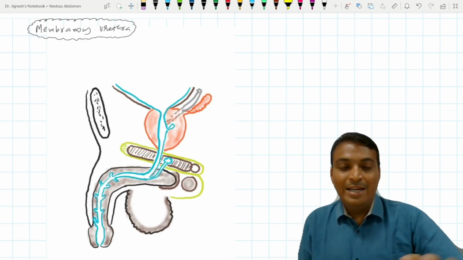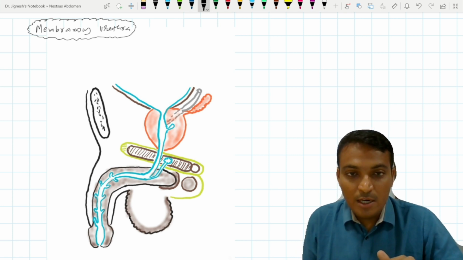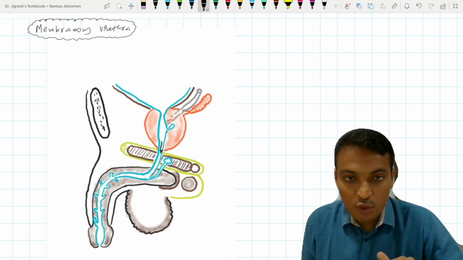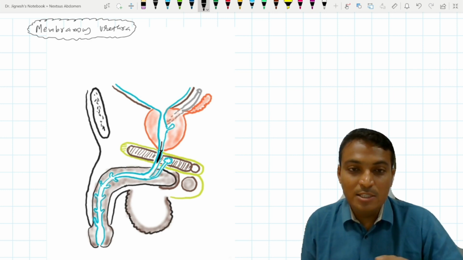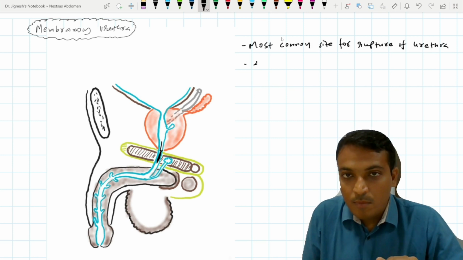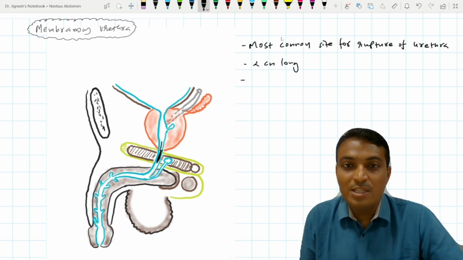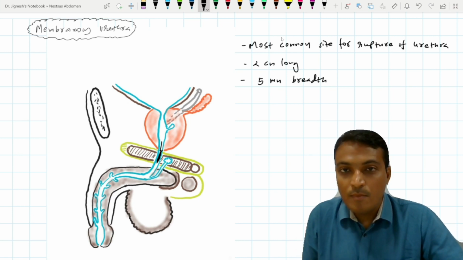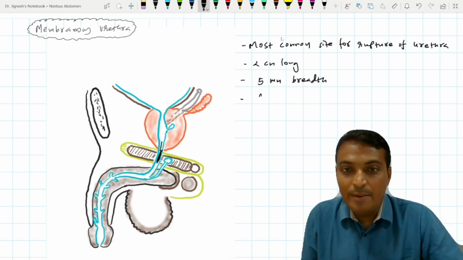Now let's see the detailed anatomy of the membranous urethra. As we have already discussed, this membranous urethra is the continuation of the prostatic urethra, and when this urethra passes through the urogenital diaphragm, this 2 centimeter long urethra is the membranous urethra. This membranous urethra is the most common site for the rupture of the urethra. The second minimum breadth is also present at the membranous urethra. It is around 5 mm. And the lumen of the urethra at the membranous part is stellate in shape.